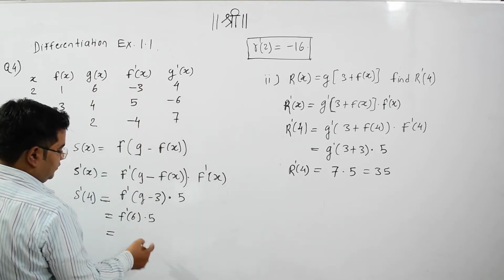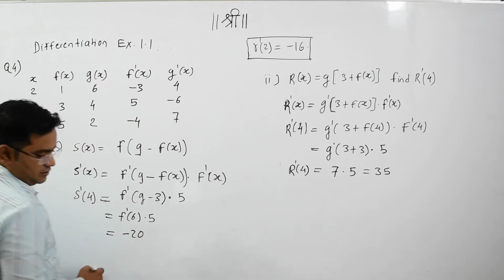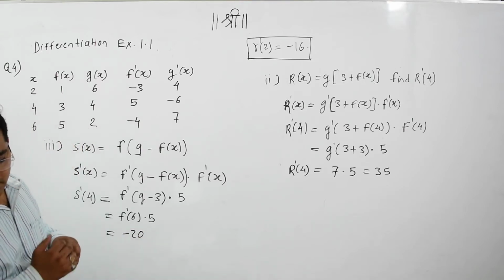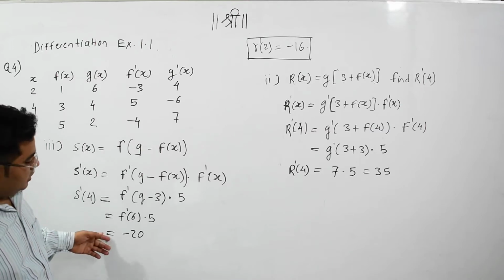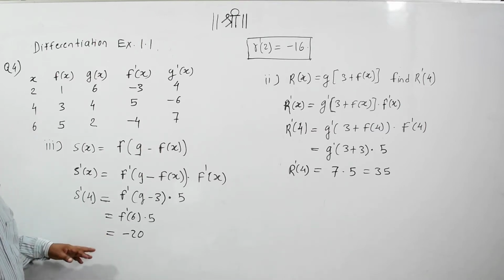So minus 4 into 5 will be minus 20. Hope our answer is correct. Okay, so in this manner only we need to find out the answers. So you can solve question number 4 of the 4th, I would like to leave it to you.